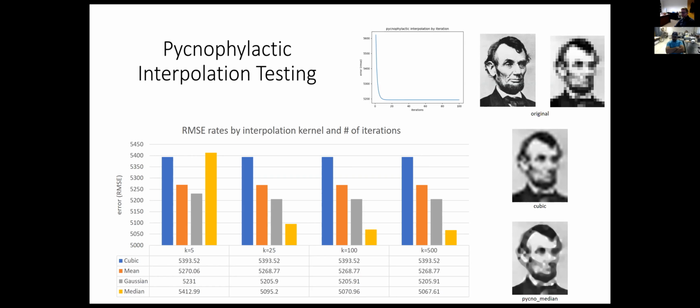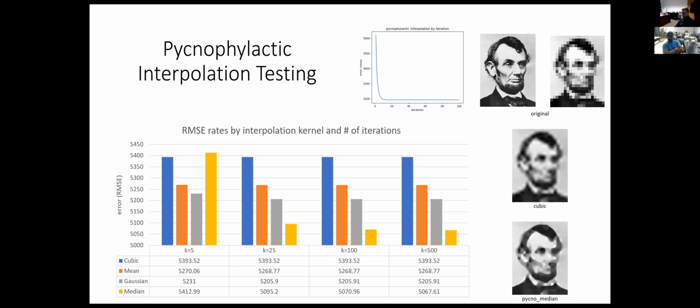But on the other hand, it is preserving edges. So if you squint your eyes a little bit, the difference between the QBIC and the median is interesting in that the median does really preserve some nice things like the hairline. Abe Lincoln's hair has a sharper boundary in the median pycnophylactic interpolation than it does in QBIC.